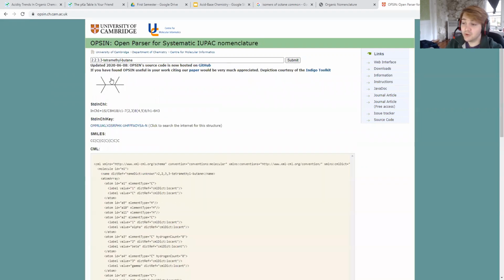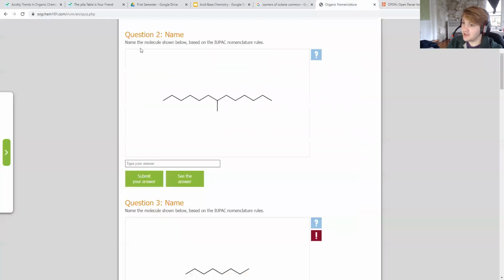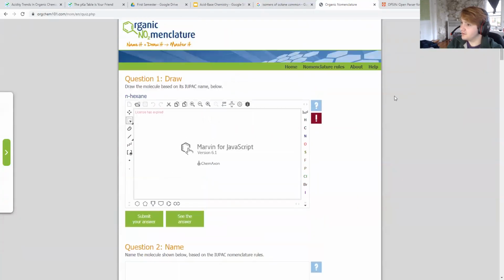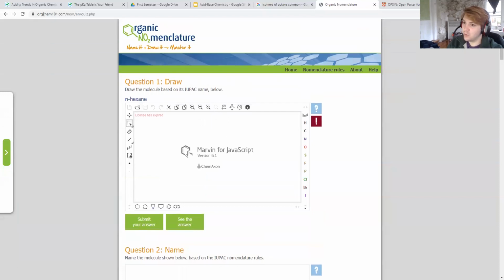There it is. If you do it right, it will spit out the correct structure for you. So either you can do Opsin or you can do that organic naming organic compounds. Honestly, I think this one is better. OrgChem 101 is what it's called. Great, great, great website. A lot of help.